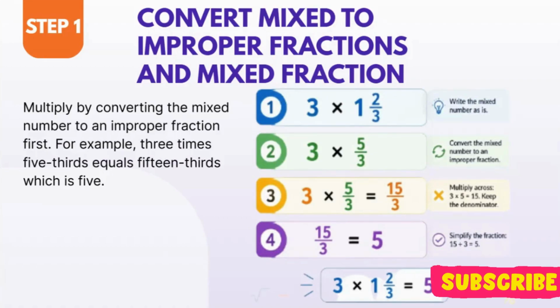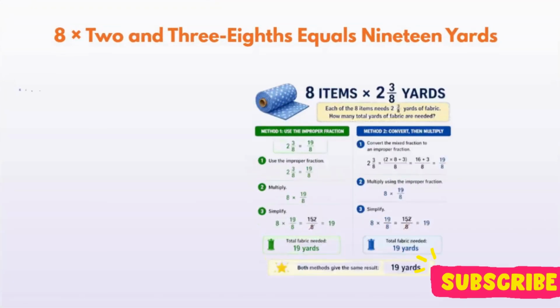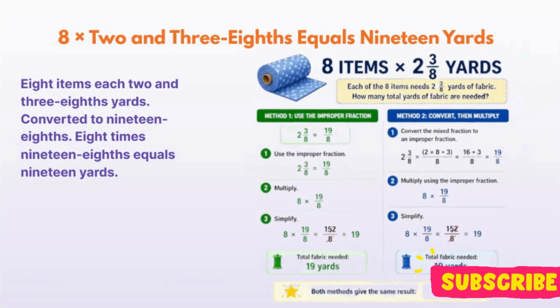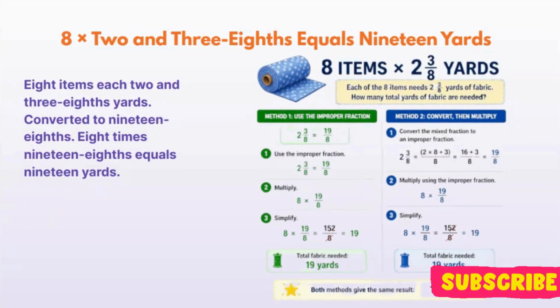For example, 3 times 1 whole 2/3. First of all, it can be converted into an improper fraction. After converting, it can be multiplied and simplified, or converted into a mixed fraction. Let's discuss it with an example. If 8 is multiplied with 2 whole 3/8, in the first row, as you can see, the improper fraction is multiplied with the whole number. 8 times 19/8 is equal to 152/8. It can be simplified to 19. In the second row, you can see that first you have to convert it into an improper fraction, and then you have to multiply.